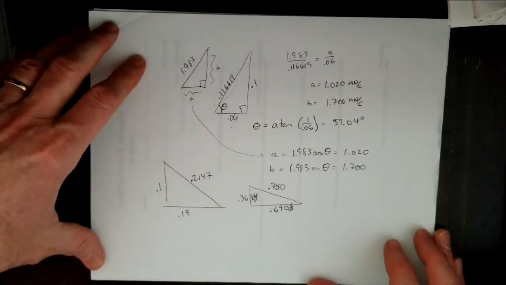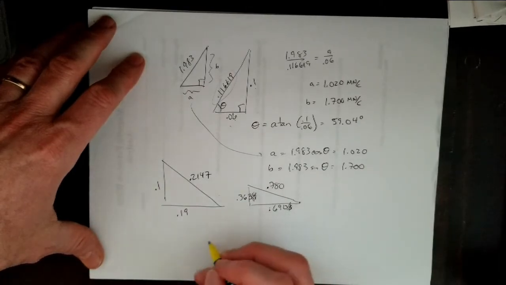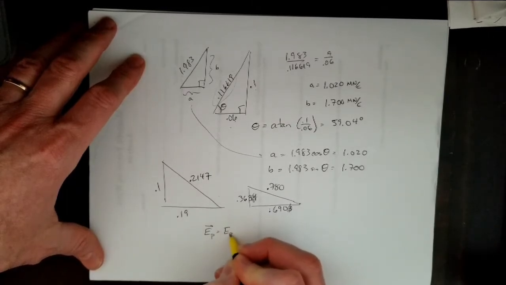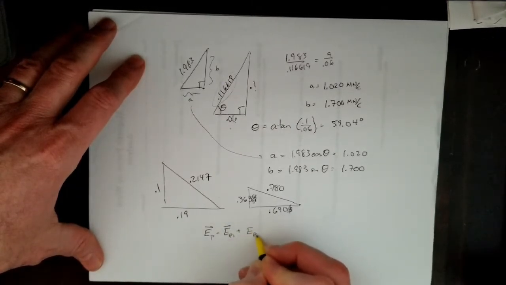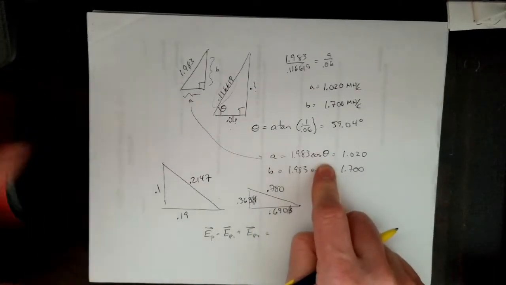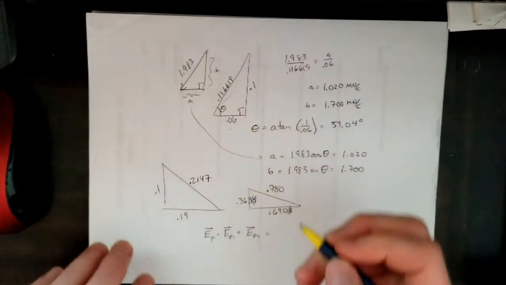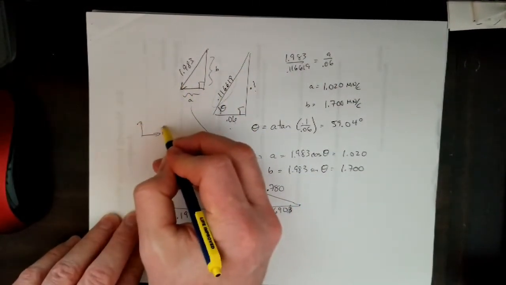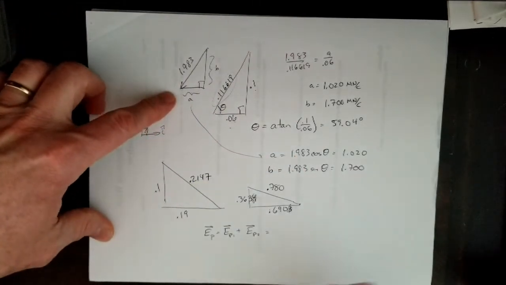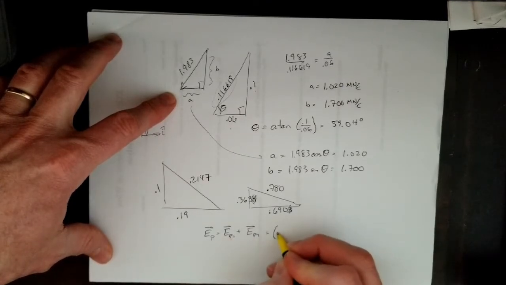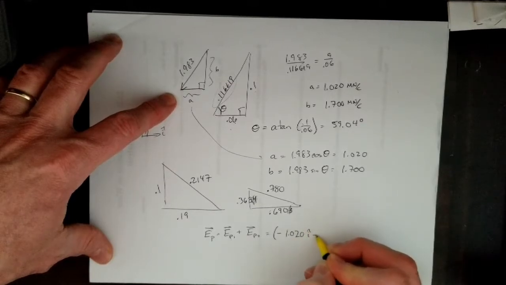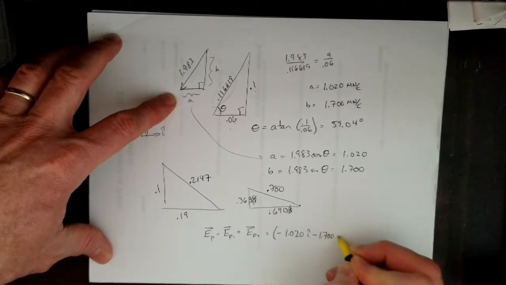Now I am dealing with my electric field. I know the electric field at point P. This is written at the top of the other page. The electric field at point P from 1 plus the electric field at point P from 2. The electric field at point P from 1 is this one right here. This was going down and to the left. If I establish my IJ coordinate system in the same manner that I usually do, then this will be negative 1.020 I hat minus 1.700 J hat.